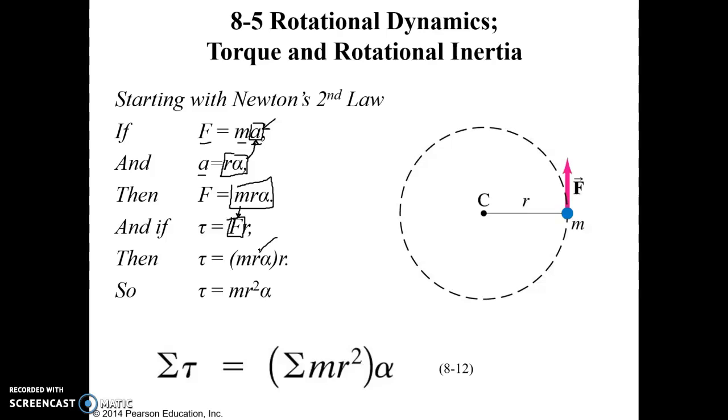And then if we just combine the two r terms, r times r is r squared, so we end up with torque equals m r squared times alpha. So this is just a different way of writing Newton's second law for rotational motion. Whereas before we had F equals ma, now we have the sum of torque equals the sum of m r squared times alpha. So this is something we can use in the future to solve some problems.